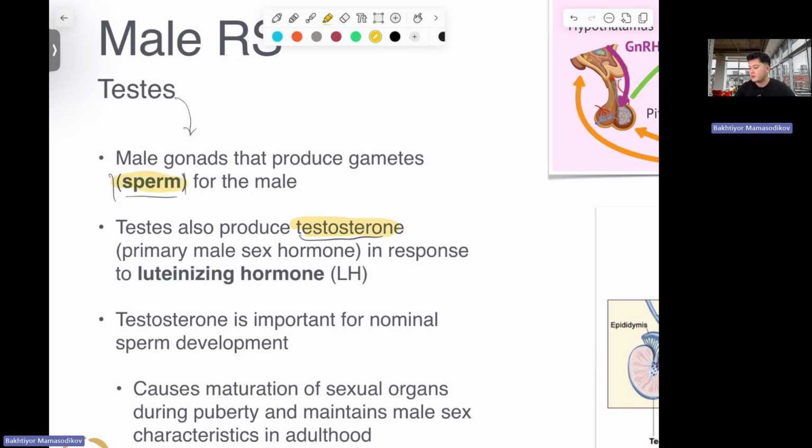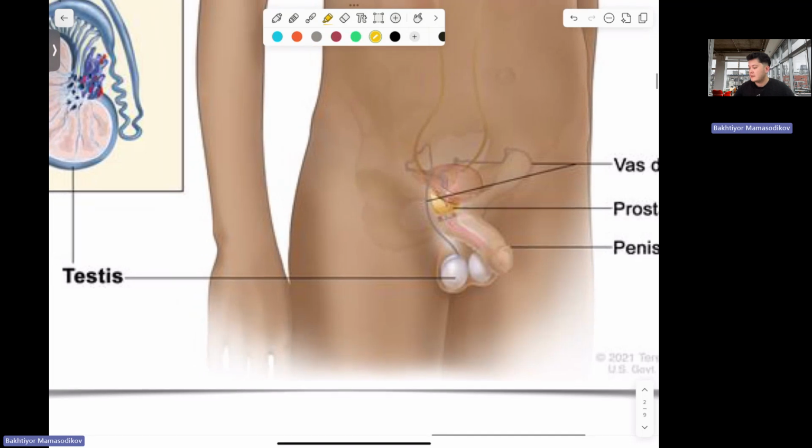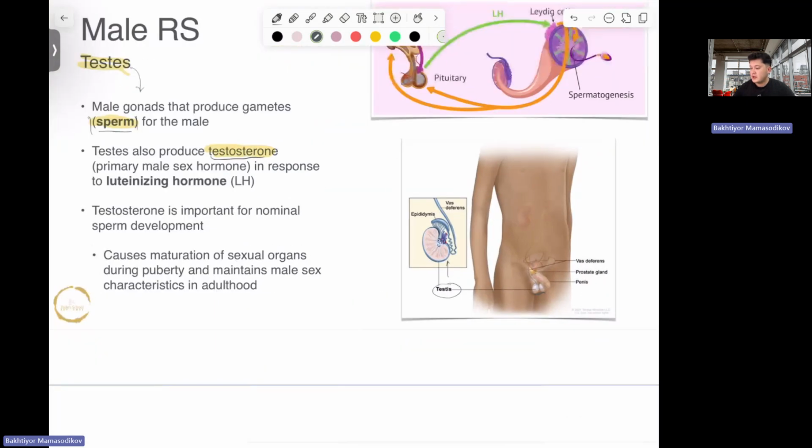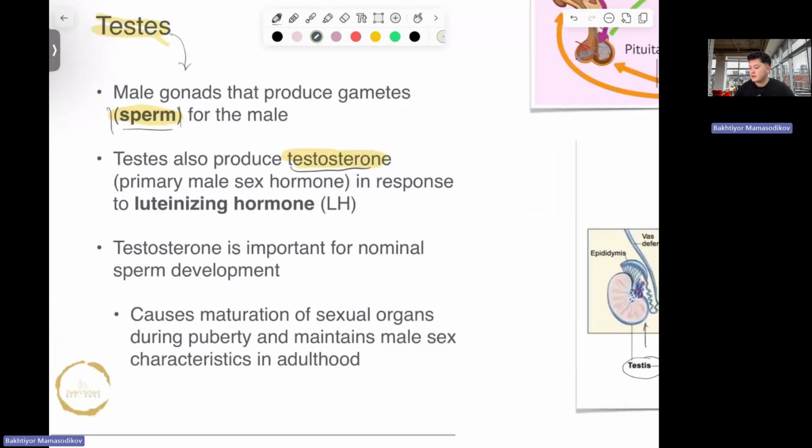Sperm is produced by the testes. This organ is called testis, the pair of testes. As you can see, this is the cut section of the testis. It also produces sperm and testosterone. Testosterone, you know, is the primary male sex hormone. It is regulated by the luteinizing hormone.